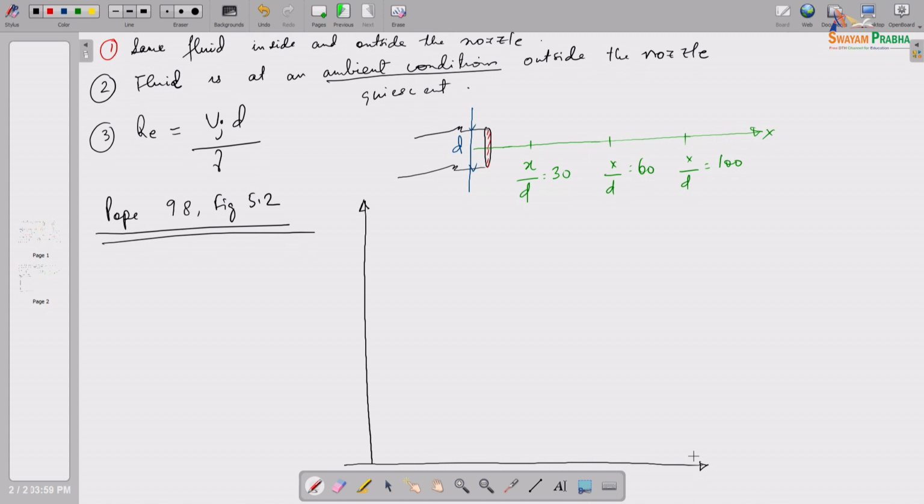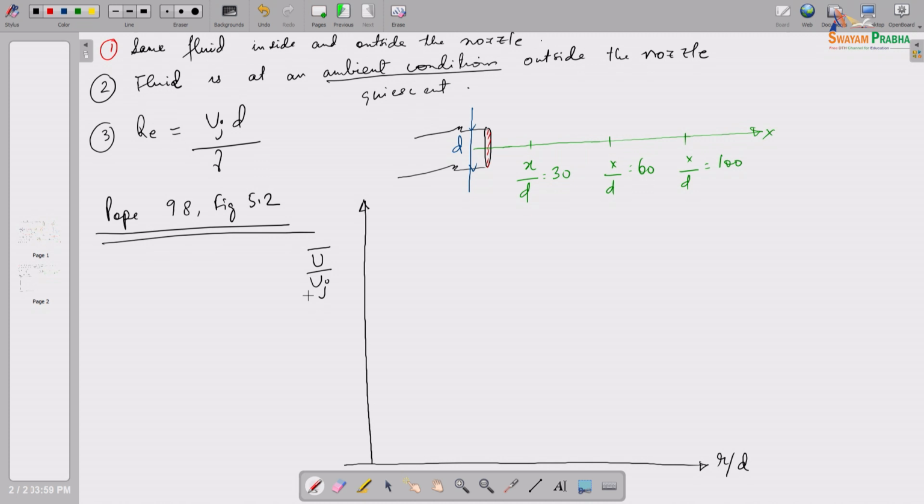What I have on the x axis is essentially r by d. So, when r is equal to d, that is 1. And this one is u mean by jet velocity, so the mean velocity by the jet velocity.